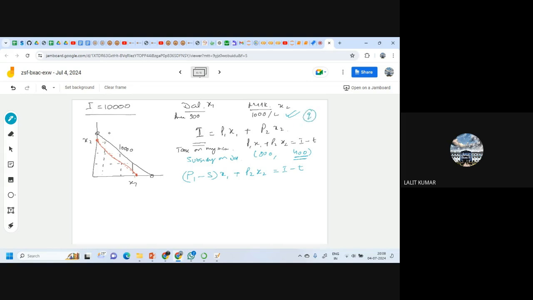Now the third, on milk, for example, they have put an additional tax, Q, for example. So then how will it become? This will become P1 minus S of X1, the effective rate has increased by Q, X2 is equal to I minus T. And accordingly, these lines will change. Is this clear?